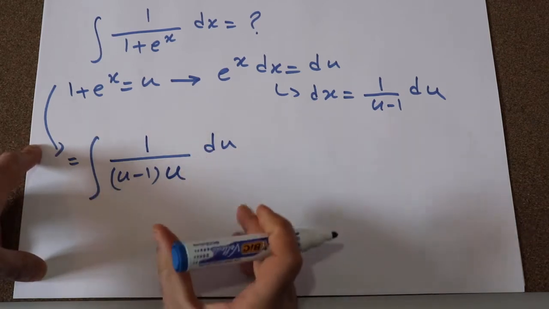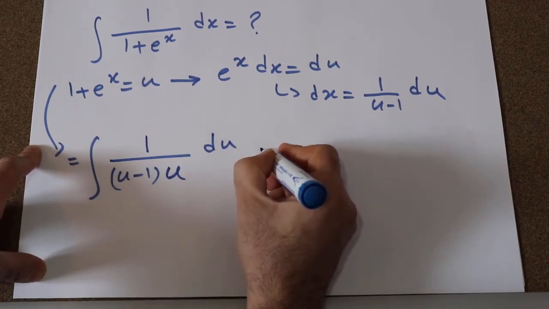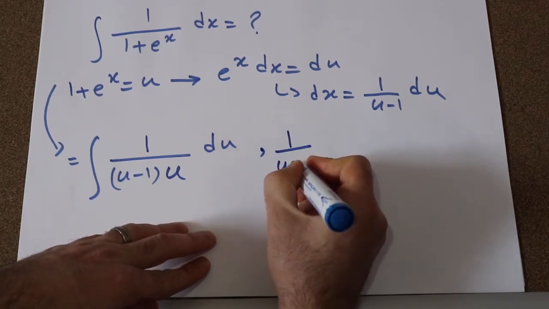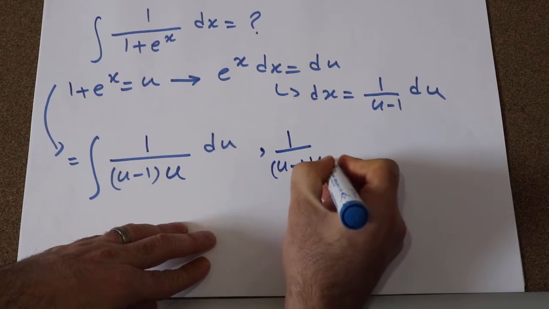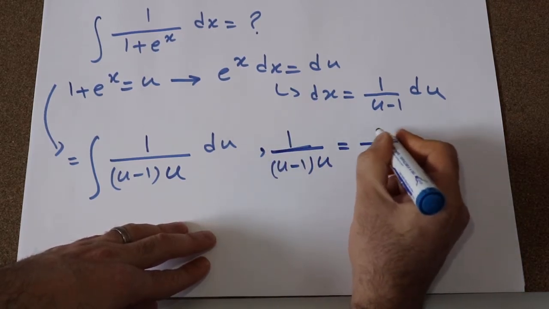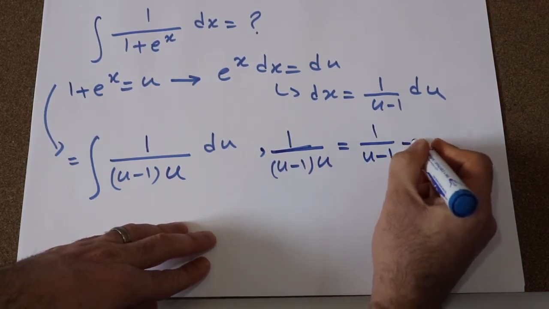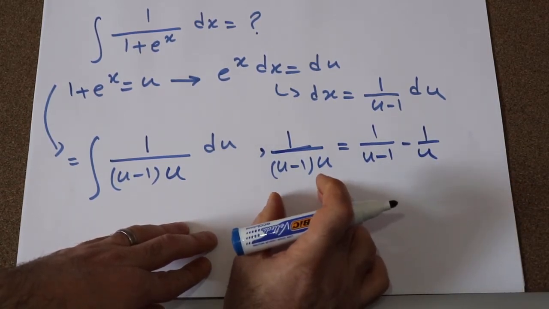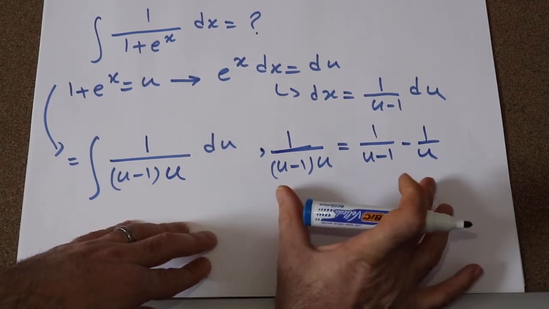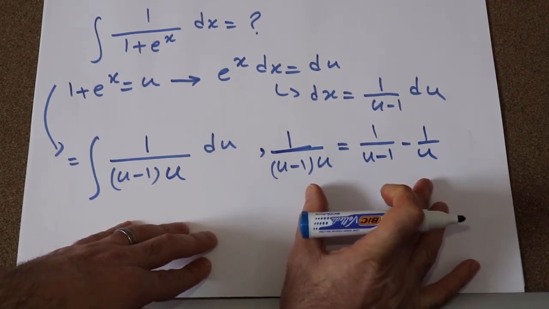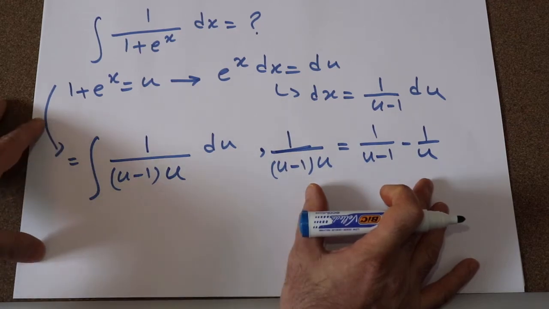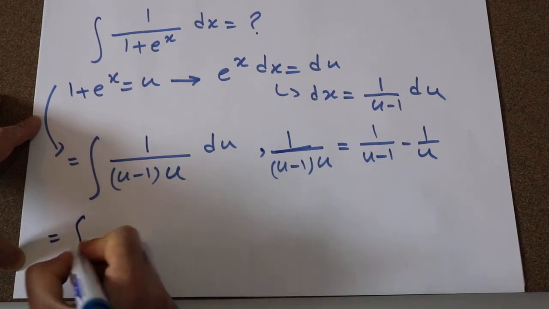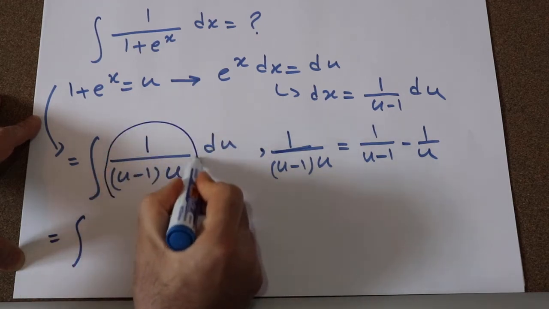So now you need to solve this integral. Using algebra, you can show that 1 divided by (u minus 1) times u is equal to 1 divided by u minus 1, minus 1 divided by u. Basically you express this rational function in terms of partial fractions, and if it is not clear how to do that, please write to me in the comment section and I'll explain how to do that.